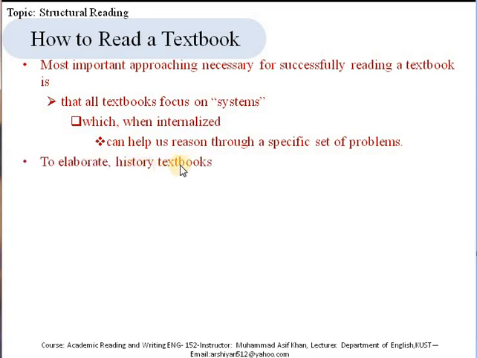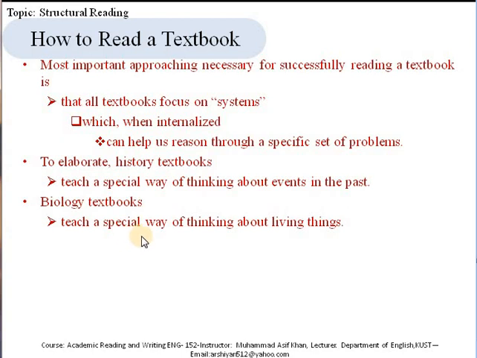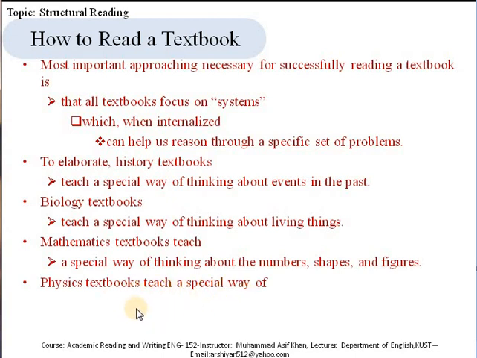To elaborate, history textbooks teach a specific way of thinking about events in the past. In the same way, biology textbooks teach a specific way of thinking about living things. When we study mathematics, mathematics textbooks teach us a specific way of thinking about numbers, shapes and figures. In the same way, physics textbooks teach a specific way of thinking about mass and energy and their interrelations.